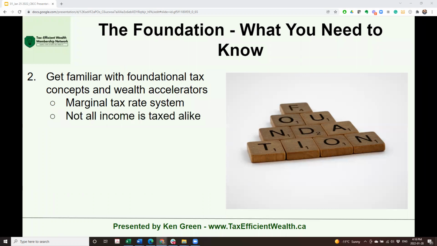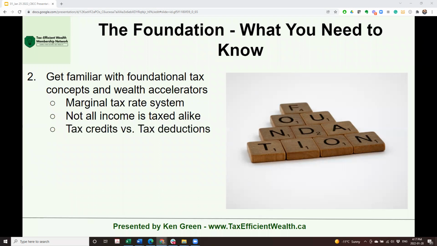Not all income is taxed alike. So different types of income attract different tax rates. For example, capital gains are taxed lower than ordinary income. So you can plan to earn more capital gains to pay lower taxes. So it's very important to understand the different types of income and the rates that they attract.